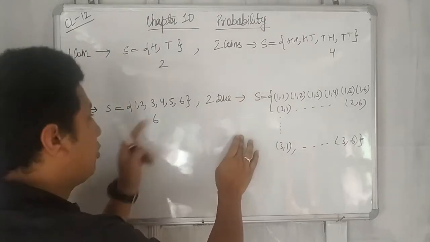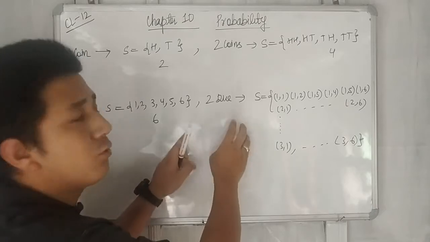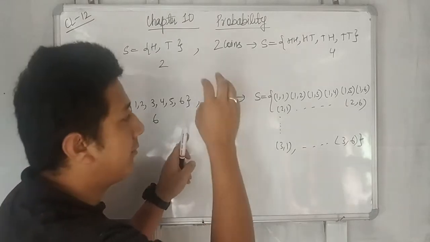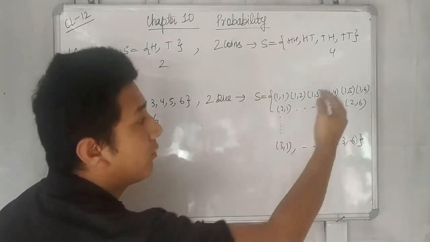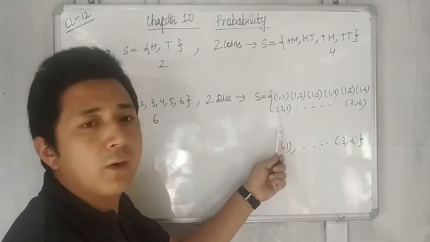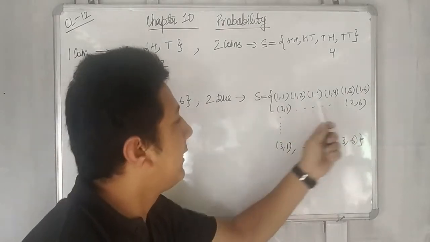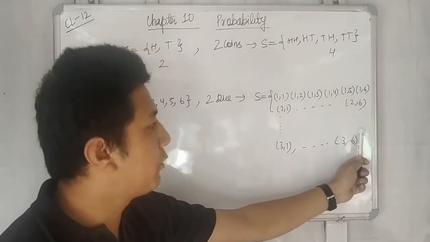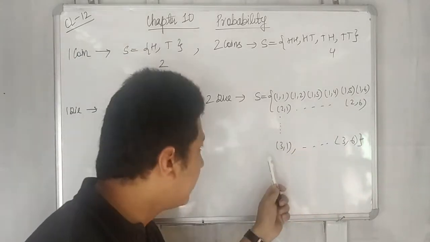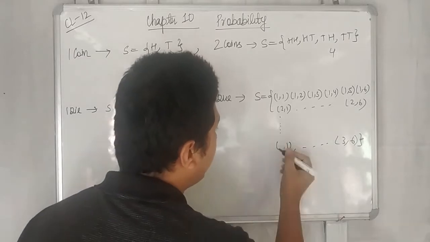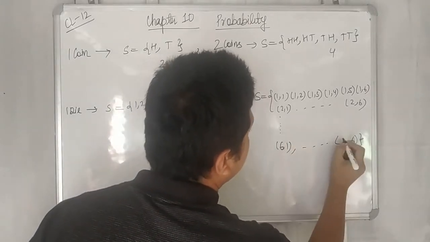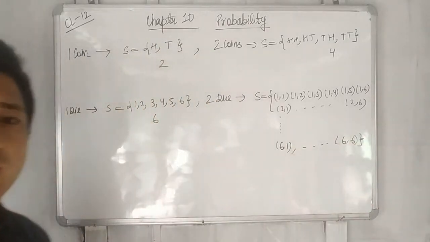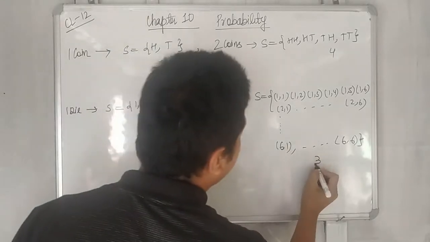Isn't it? Now change the first number. You can also get 2, 1, 2, 2, 2, 3, 2, 4, 2, 5, 2, 6. You can also get 3, 1 till 3, 6. Okay, 4, 1 till 4, 6, then 5, 1 till 5, 6, and then this is 6, 1 till 6, 6. Isn't it? So total there will be 36 number of outcomes.